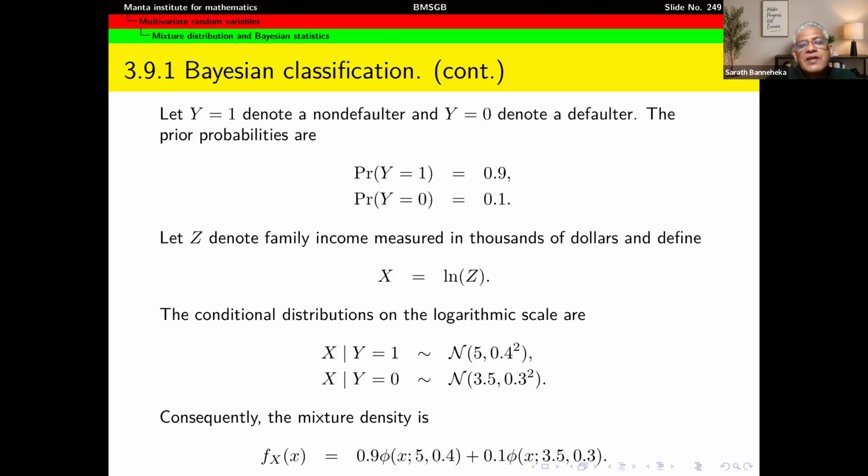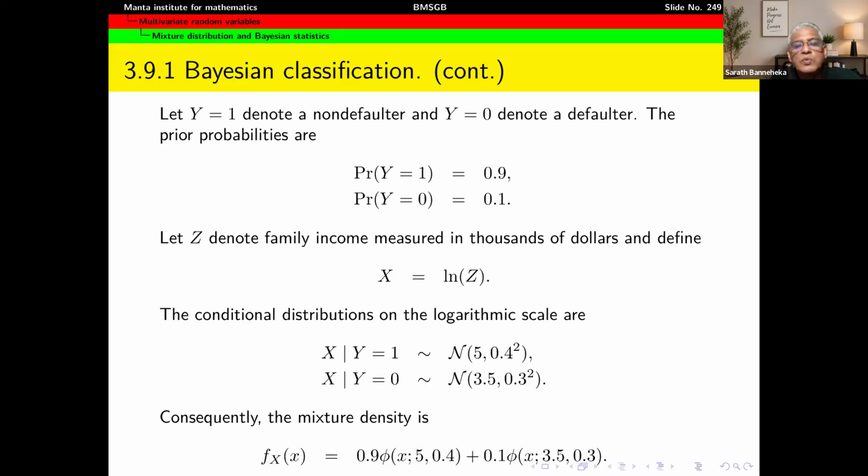So when you say X has a log normal distribution, Z denotes the family income measured in thousands of dollars. We are told that X has a normal distribution. That means log Z has a normal distribution. That means Z, the family income, actually has a log normal distribution. Z has a log normal distribution, log of Z has a normal distribution.